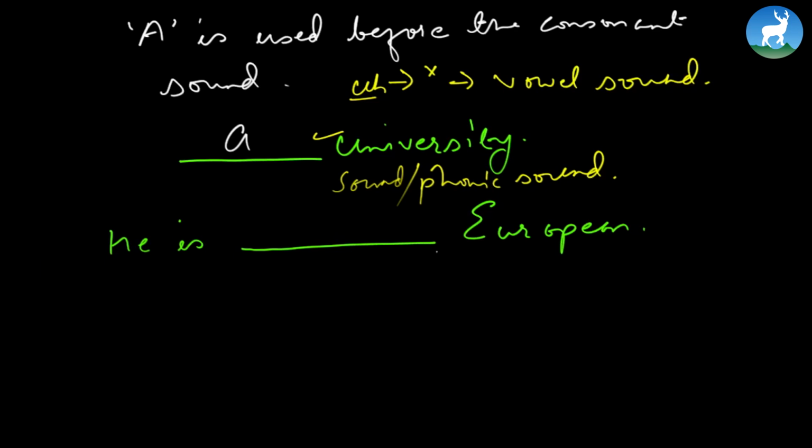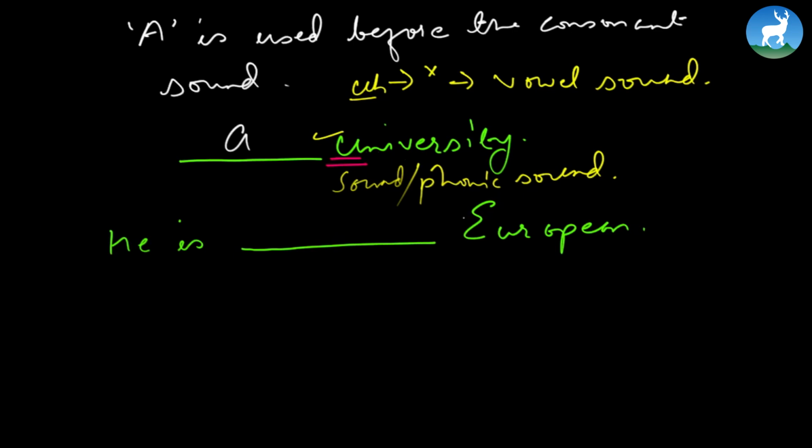A university. Why? Because this U, though it begins from a vowel, do not be confused. We're not here dealing with the initial letter. We're dealing here only with the vowel sound, the beginning of the pronunciation. And in this case, it certainly is not U as in A, E, I, O, U. It's "yoo", university. That's why a university.